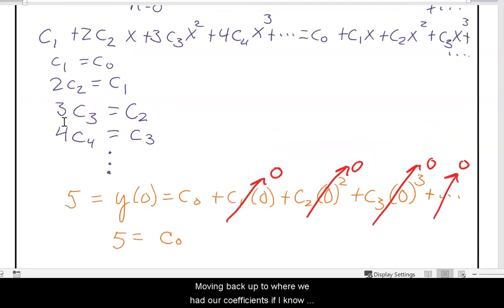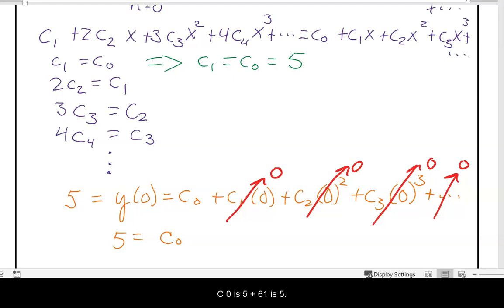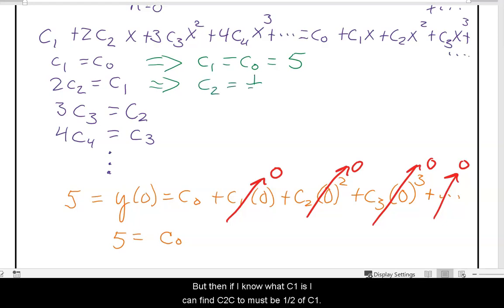Moving back up to where we had our coefficients, if I know that C sub 0 is in fact 5, then that should give me a relationship that will tell me what C1 is. If C1 is C0 and C0 is 5, then C1 is 5. But then if I know what C1 is, I can find C2. C2 must be 1/2 of C1, but that means C1 is 5, so this must be 1/2 of 5. But if I know C2, yeah, you got it.